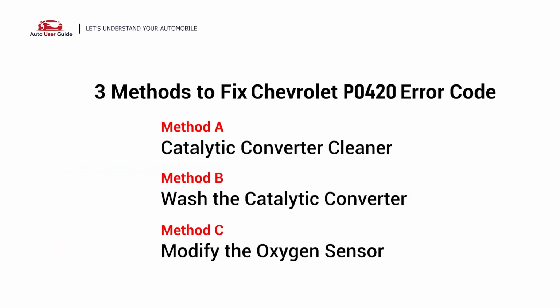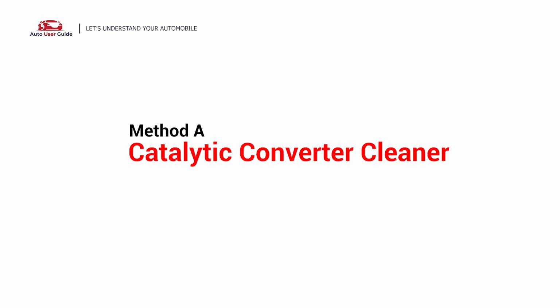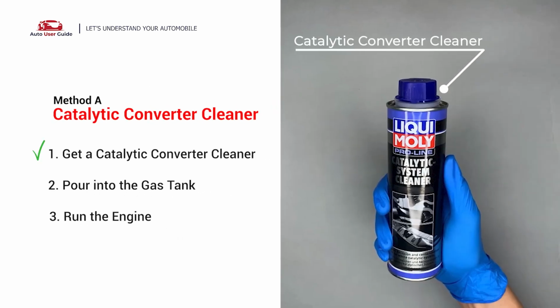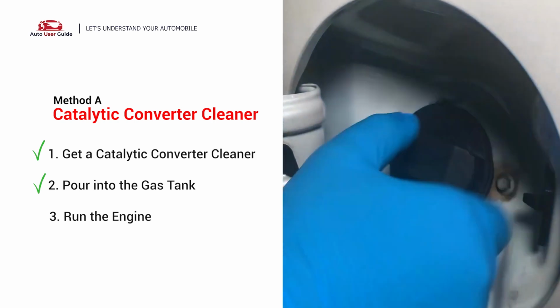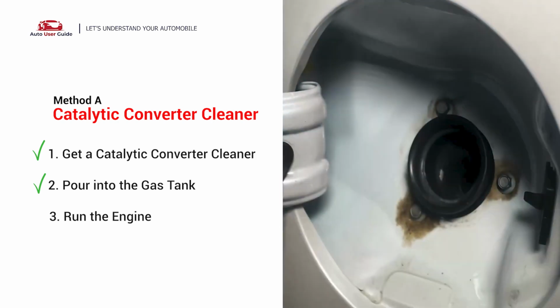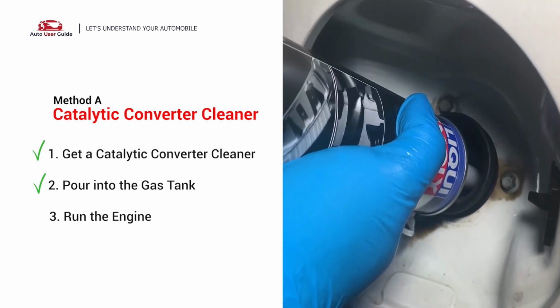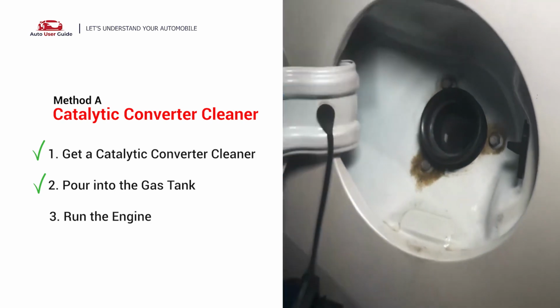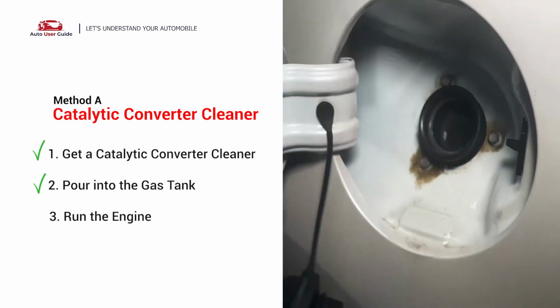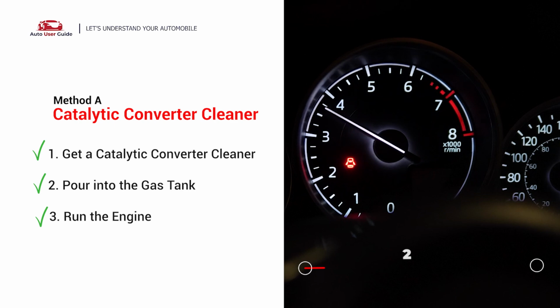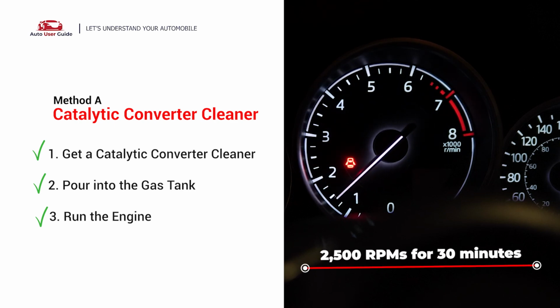Here are 3 of the most practical solutions to fix Chevrolet P0420 engine code. Catalytic converter cleaner. Use a cleaner of your choice. Simply add the cleaner to your gas tank, ensuring you use the appropriate amount based on the specific cleaner you choose. The fluid mixes with the gasoline in the tank and works to break down the buildup in the catalytic converter, effectively cleaning it. Then you can drive your car for 150 miles or run the engine at about 200 RPMs for 30 minutes to run the cleaner through.